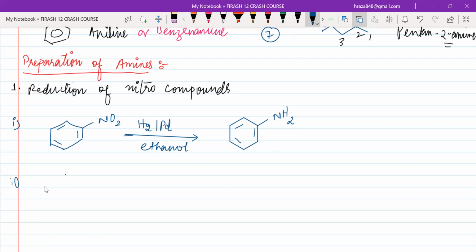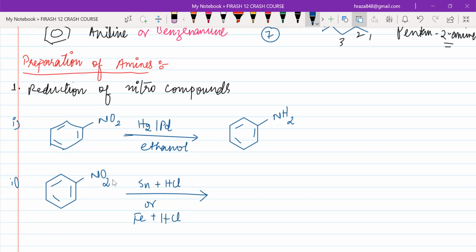The second reagent we can use for this, as you can see, this is your nitrobenzene. And if you are going to use tin plus HCl, or either you can use iron plus HCl, this will be reduced, oxygen will be removed, that is reduction, and hydrogen will be added. So in this way, you can convert this into aniline. So this is how we prepare amines by reducing nitro compounds.